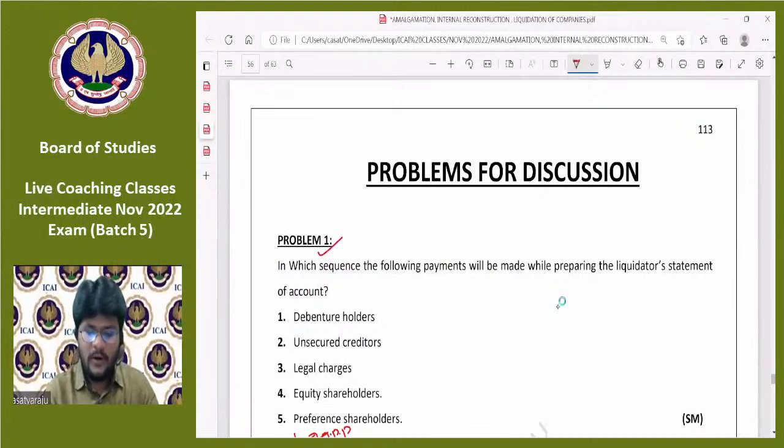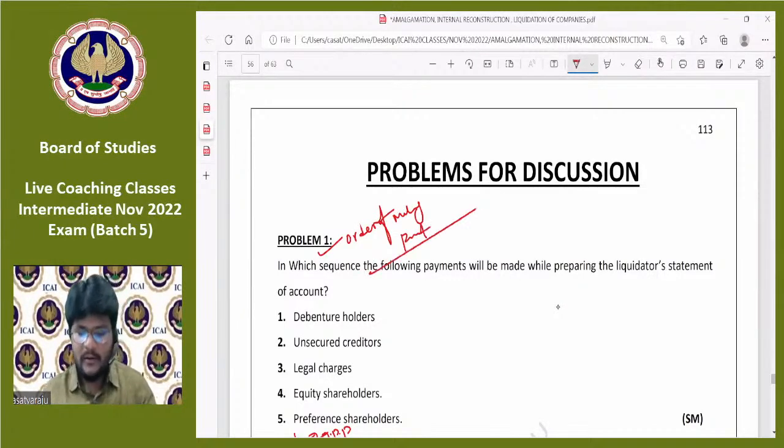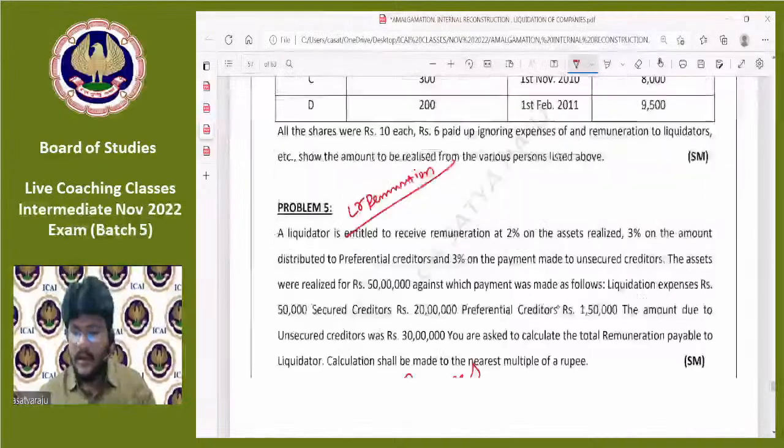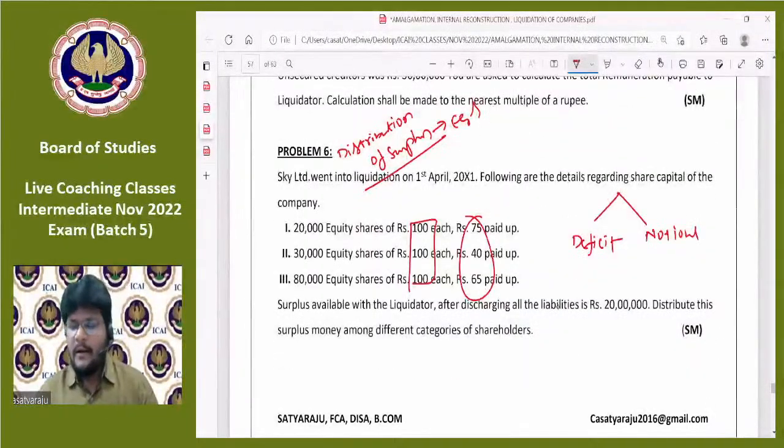We also completed problem number 1, which is respective to the order of making payment by the liquidator. That is related to problem number 1. Am I right, guys? I don't want to give any recap because most of the things we have discussed till now are related to theoretical issues only.